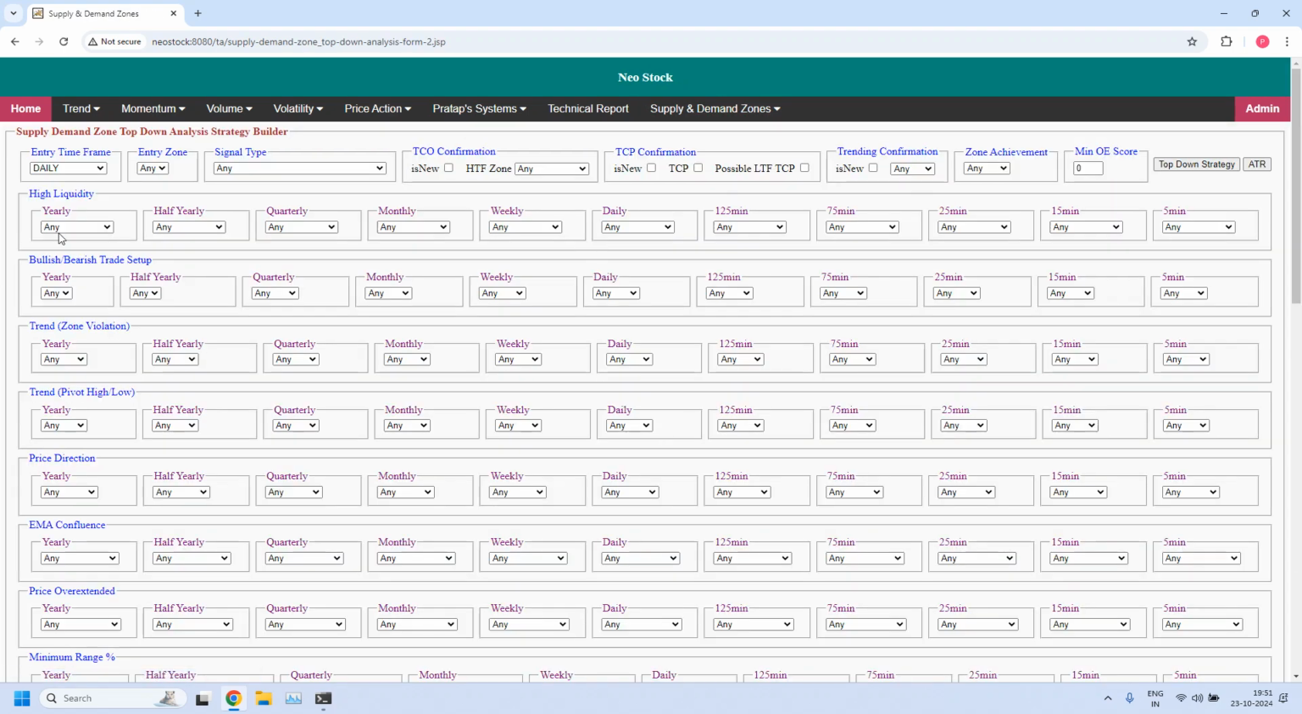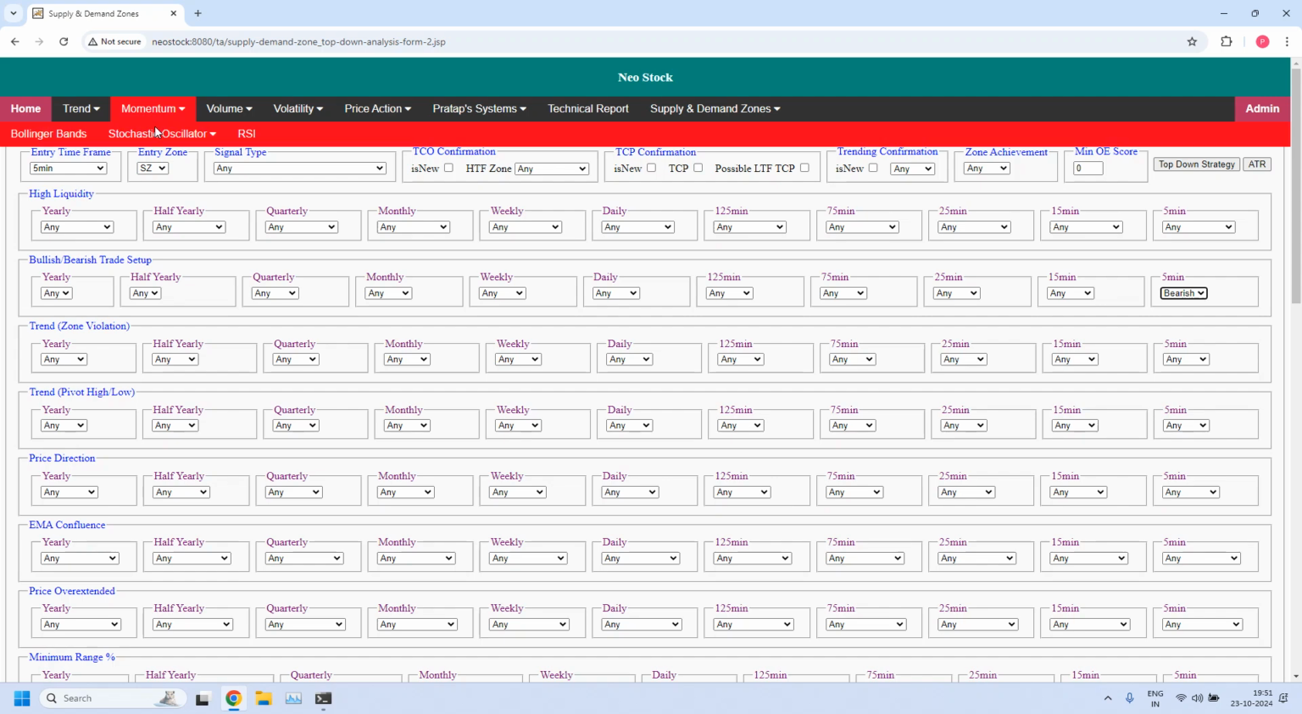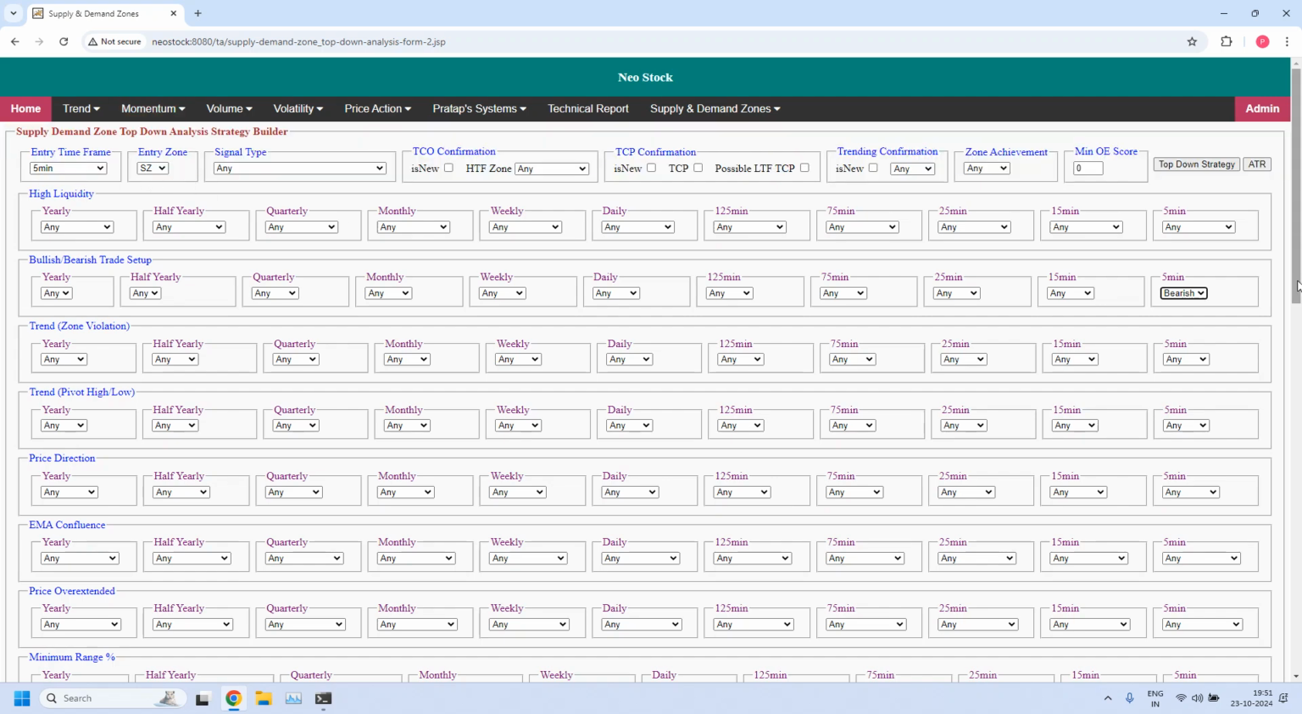Next, bearish trade setup for hourly income trade, entry time frame 5 minutes, entry zone, supply zone. In bullish or bearish trade setup at 5 minutes time frame, I am selecting bearish. Now let's verify this 5 minute supply zone is not pierced.